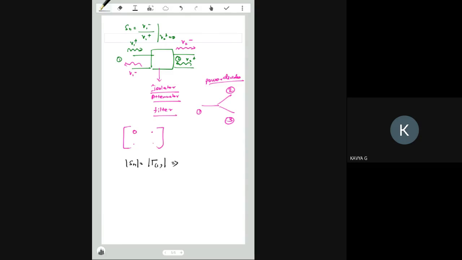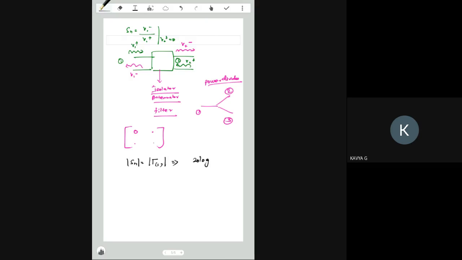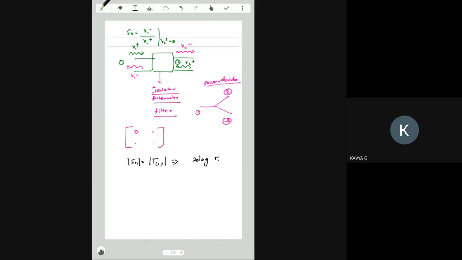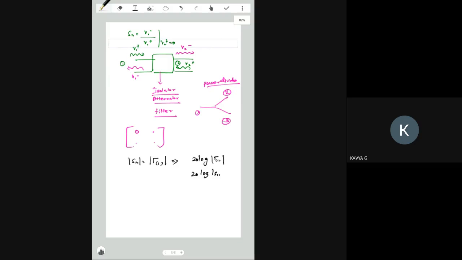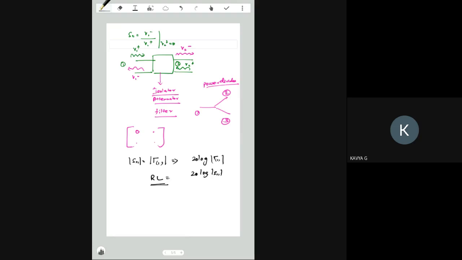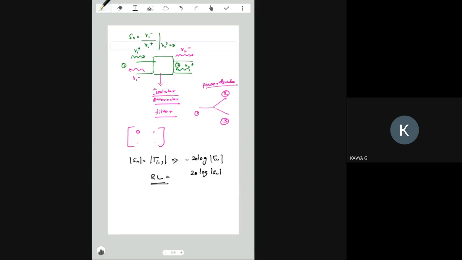These can be taken as 20 log of gamma, or 20 log of S11. This will give me the return loss. Is that clear? Sometimes I'll put the negative sign, because return loss is not desirable. I don't want any loss to happen because power is coming back. Sometimes they'll put negative.